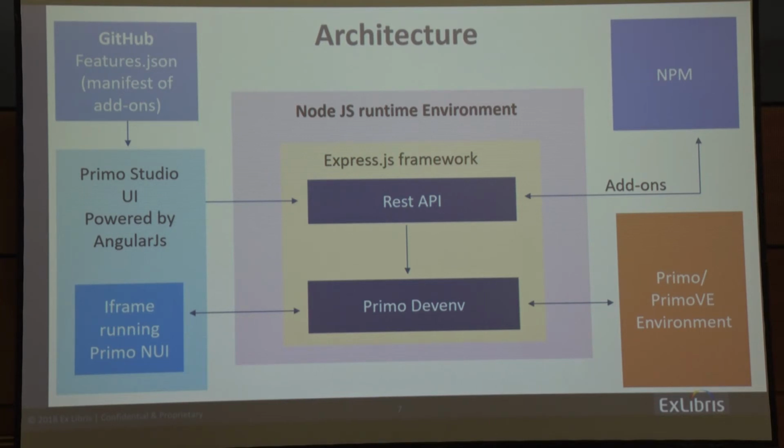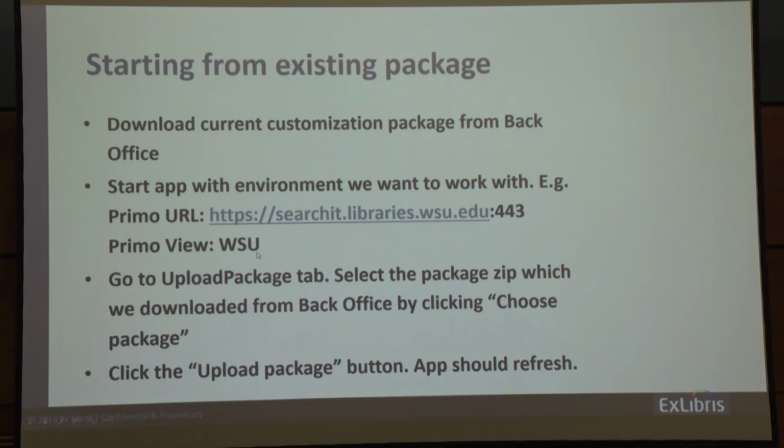And then we have the UI, which is powered by Angular, and we're running an iframe which connects to the Primo Dev Env as a proxy to your environment. We're also interfacing with NPM. That's where we download the add-ons. So when you click add add-on, it's doing an NPM install of that add-on and putting the files in the right place. And we're also using GitHub for a file called features.json, which is basically a manifest of all the available add-ons in Primo Studio. I'll talk a little bit about that in the next slides.